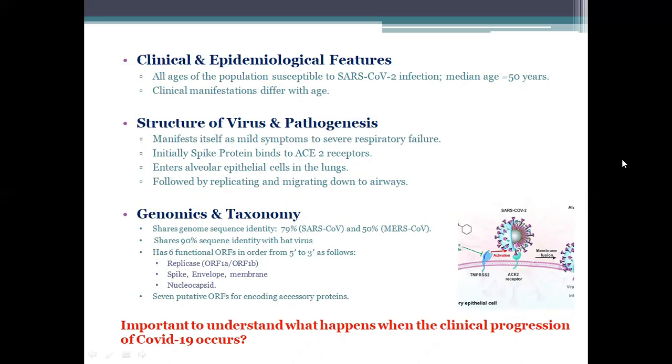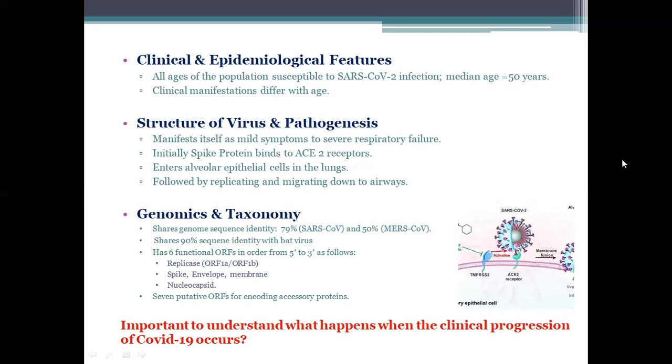Also, initially, it is the spike protein of the virus that is responsible for its antigenicity and recognition by the ACE2, which is the angiotensin converting enzyme 2 receptors. The virus thus enters the alveolar epithelial cells in the lungs, and it is followed by replication and subsequent migration down to the airways, which can progress to the lungs and the respiratory organs. Thus, it causes respiratory distress and discomfort in patients.